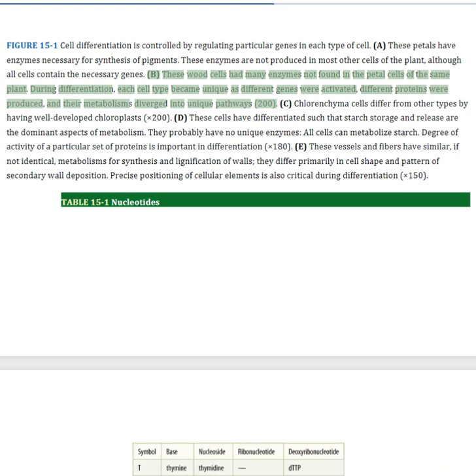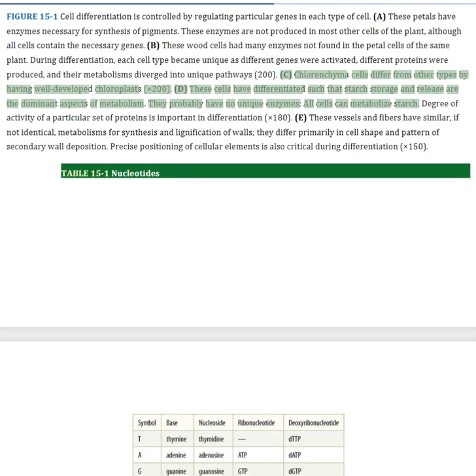During differentiation, each cell type became unique as different genes were activated, different proteins were produced, and their metabolisms diverged into unique pathways. Chlorenchyma cells differ from other types by having well-developed chloroplasts. These cells have differentiated such that starch storage and release are the dominant aspects of metabolism. They probably have no unique enzymes. All cells can metabolize starch.